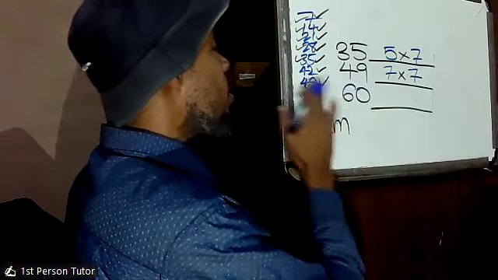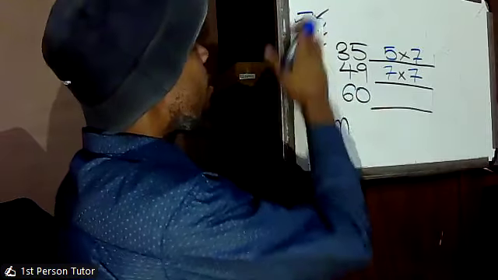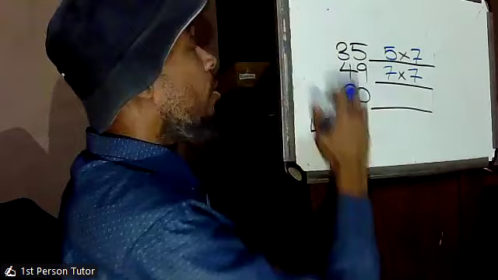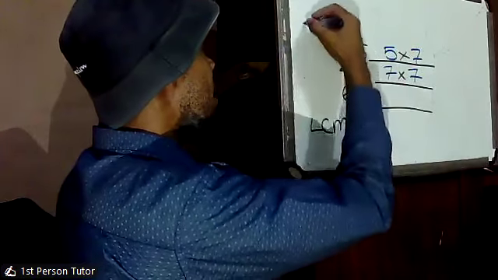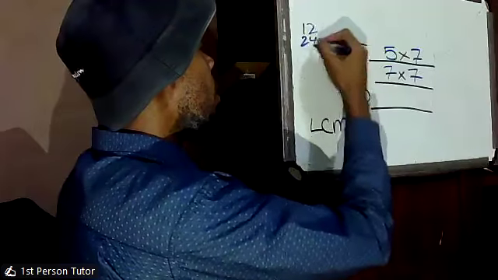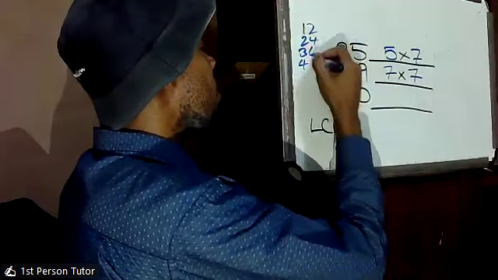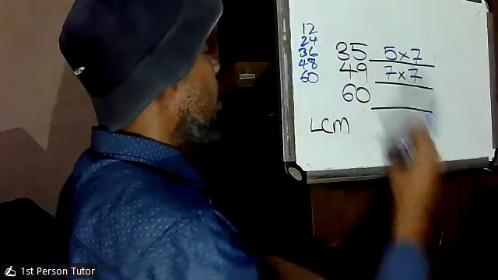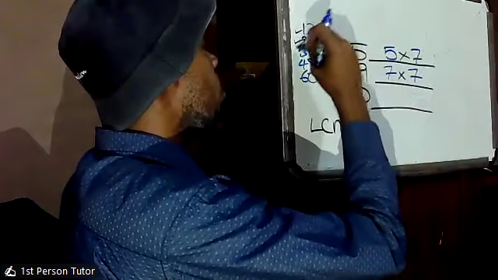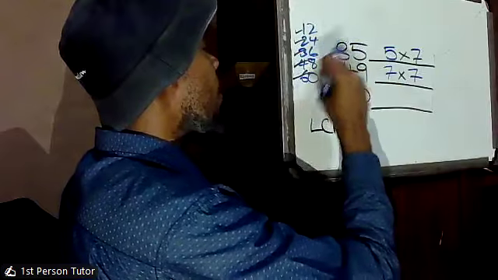And now 60, we can think of that as part of the 5 times table or even a part of 12. So we can say 12, then 24, 36, 48, and then 60. And of course, we count 1, 2, 3, 4, 5.